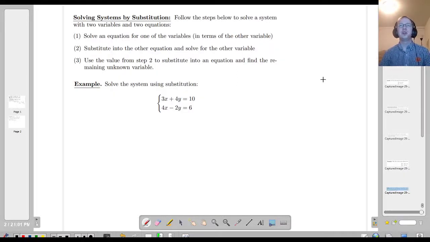So I mentioned we're going to learn 3 different methods for solving systems of equations. Let's go ahead and learn the second method now, and that's what's called the substitution method. So there's 3 steps here.